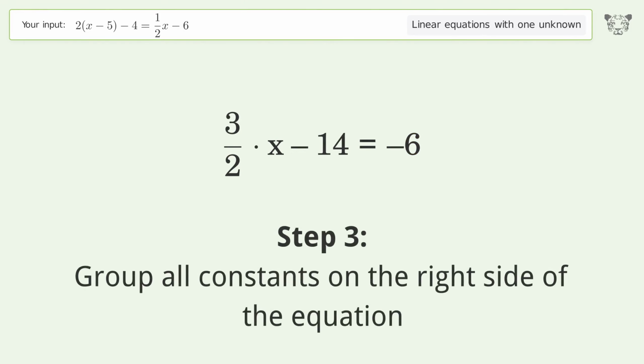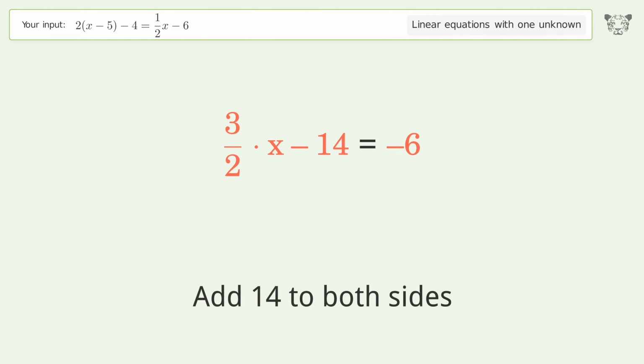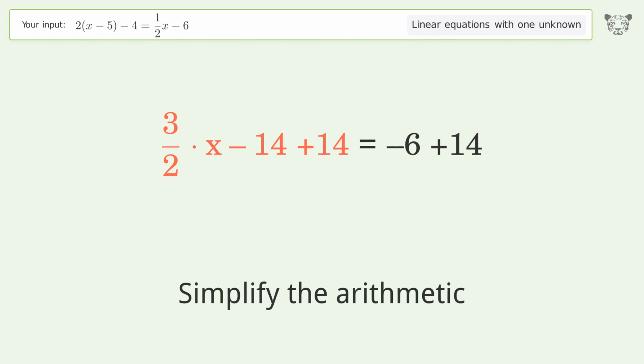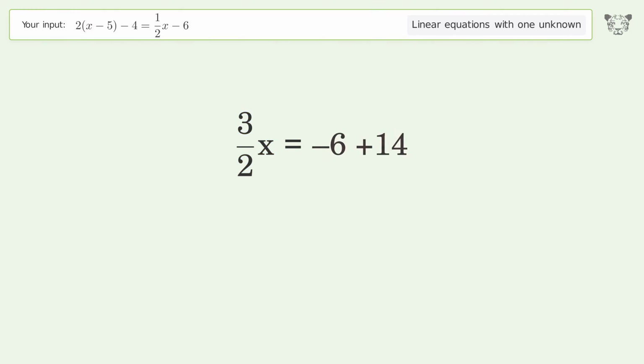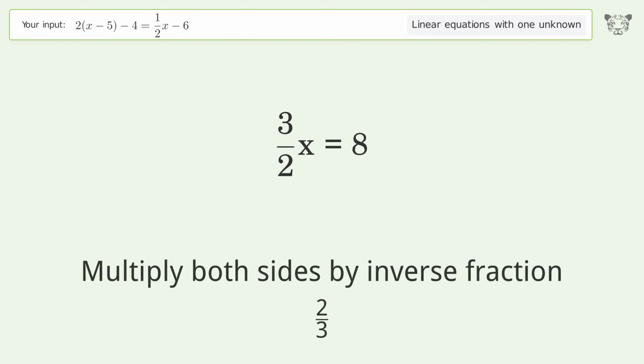Group all constants on the right side of the equation. Add 14 to both sides. Simplify the arithmetic. Isolate the x. Multiply both sides by inverse fraction 2/3.